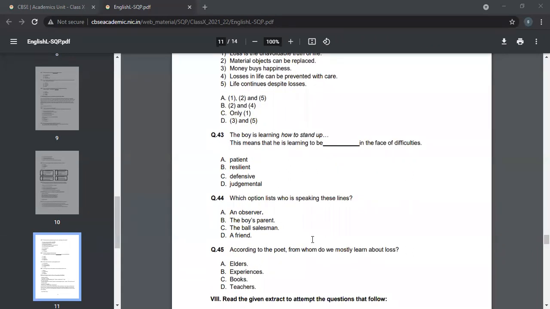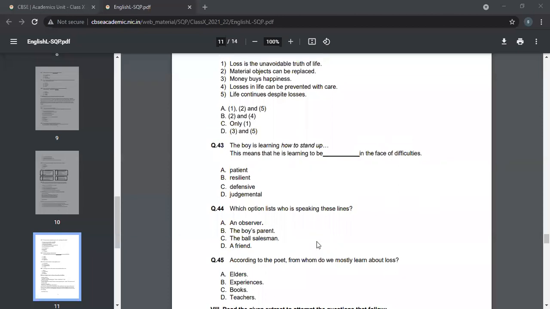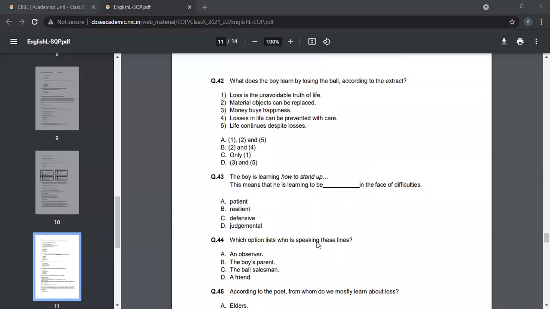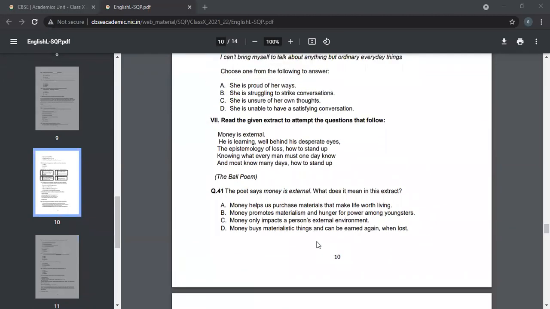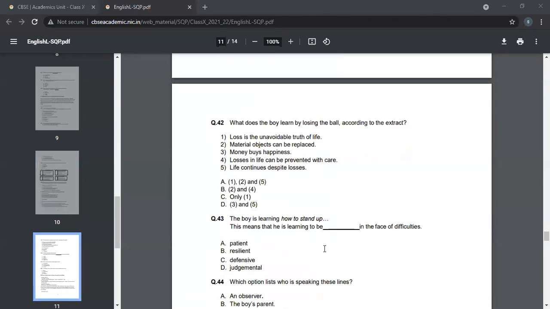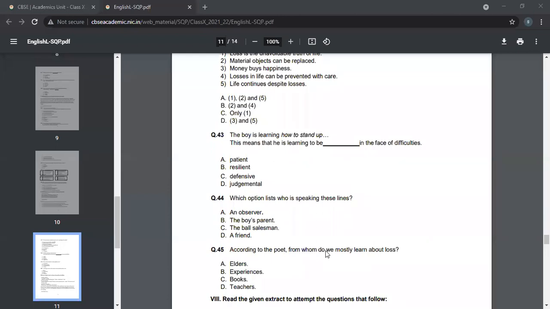Which option lists who is speaking these lines? Lines kahan pe hai? The poet says money is external. Lines hai, money is external. He is learning will behind his desperate eyes. The epistemology of loss, how to stand up, knowing what every man must one day know, and most know many days how to stand up. Ye lines given hai Ball poem ki. Poem ka name bhi given hai.